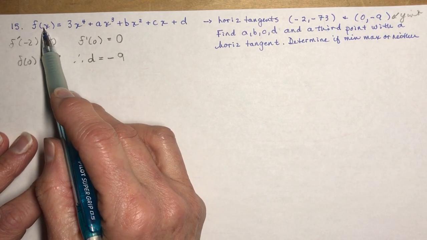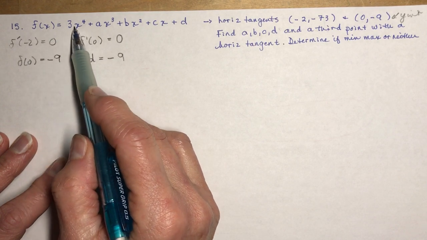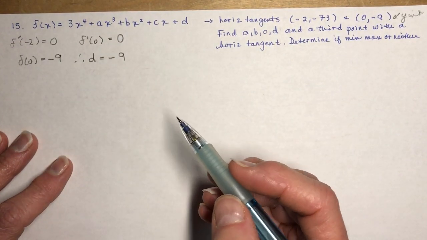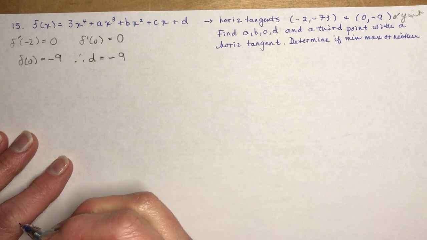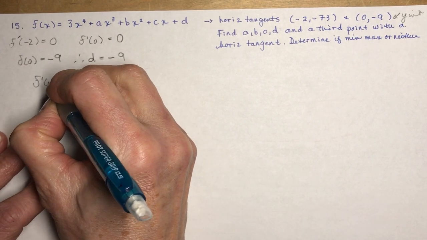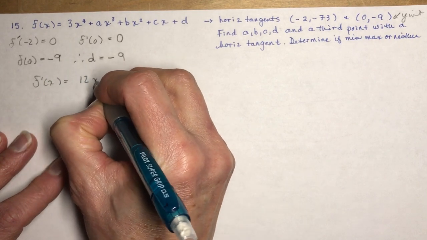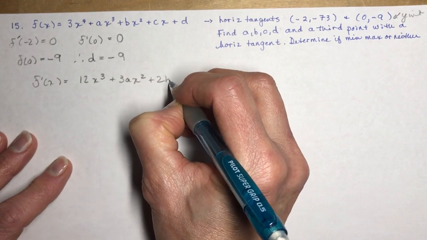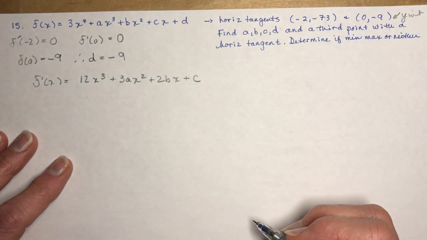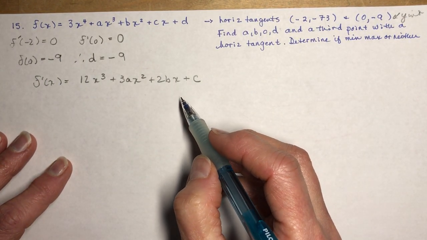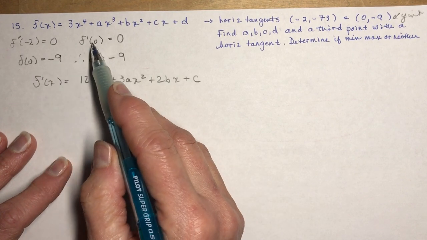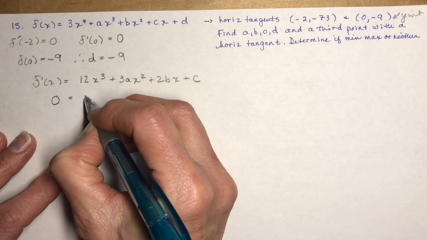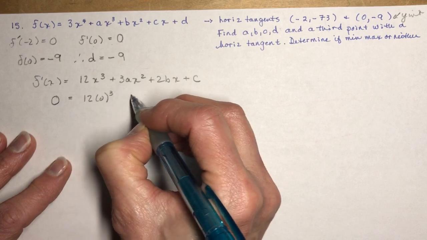Okay, so now I want to see what can I do with these. So if I take the derivative and I put in negative 2, it's going to be equal to 0. So that's going to help me set up an equation. Remember, most of the time with these equations, you end up finding two equations with two unknowns. So let's do the derivative. F prime x equals 12x cubed plus 3ax squared plus 2bx plus c. Okay, so I know f prime at 0 equals 0. So if I plug in 0 for my x's.